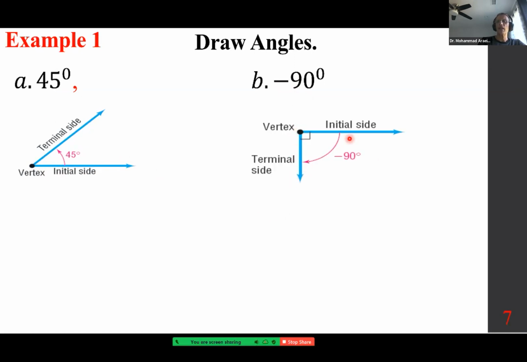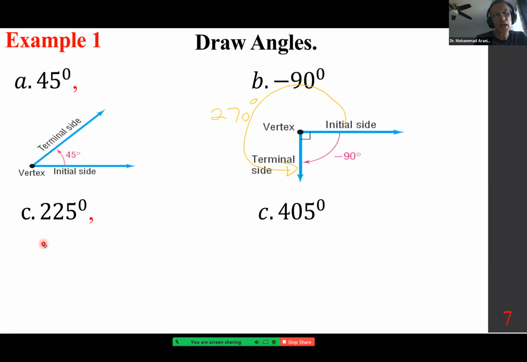In essence, negative 90 degrees, as far as the value is concerned, is the same as positive 270 degrees.